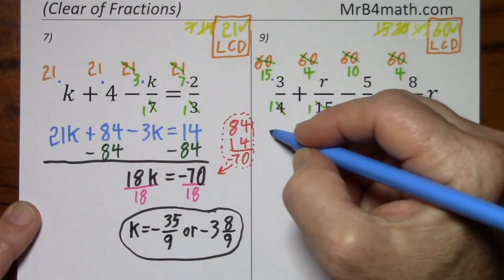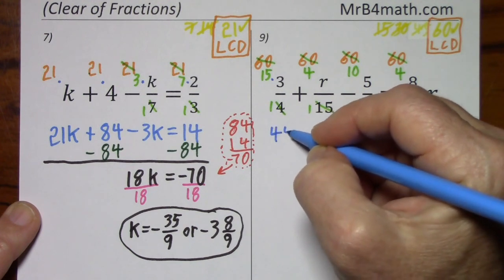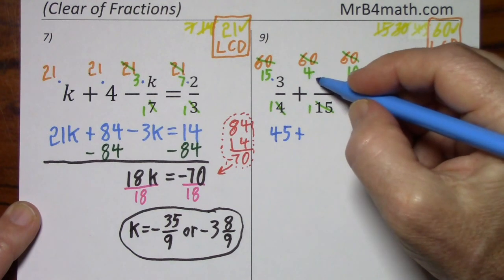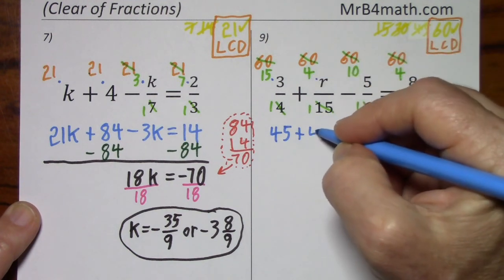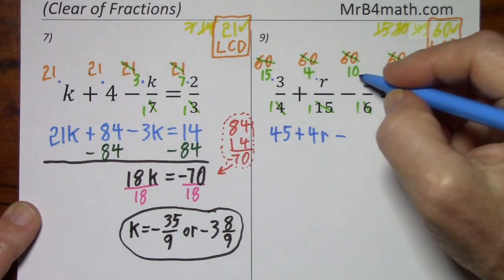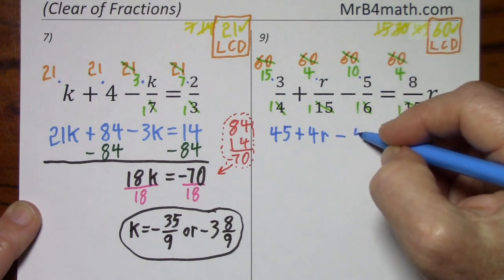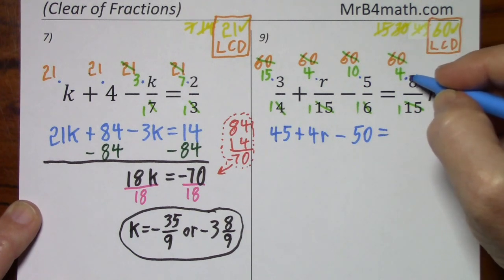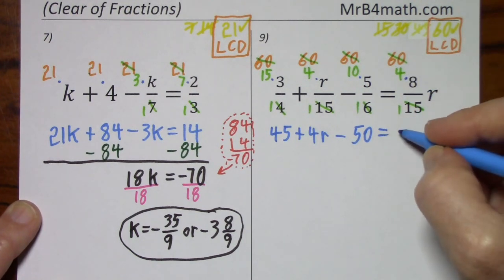15 times 3 is 45. Bring down your plus. 4 times r. Bring down your minus. 10 times 5. Bring down your equal. And then 4 times 8, 32r.